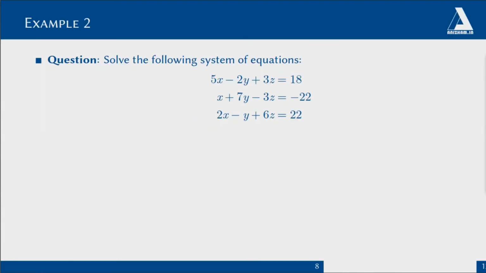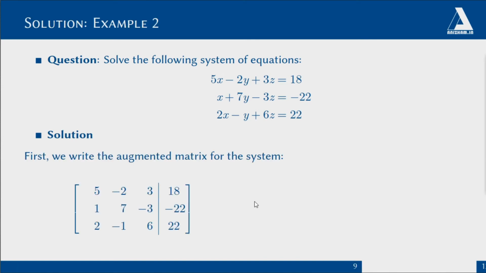Now we move on to an example in which we use the Gauss-Jordan method using matrices. The question is, solve the following system of equations: 5x minus 2y plus 3z equal to 12, x plus 7y minus 3z equal to minus 22, 2x minus y plus 6z equal to 22. In the first step, we have to write the system of equations in the augmented matrix form.